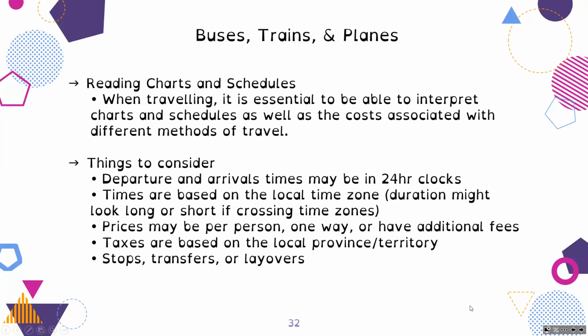So when you're traveling by these other methods, it's essential to be able to interpret your charts and schedules, as well as the costs associated with different methods of travel, as there's a lot of information out there and it can be overwhelming. Things to consider: departure and arrival times may be in 24-hour clocks. So that's something to pay attention to. Times are based on local time zones often. So duration might look long or short if you're crossing time zones.